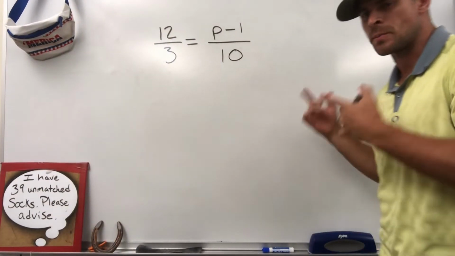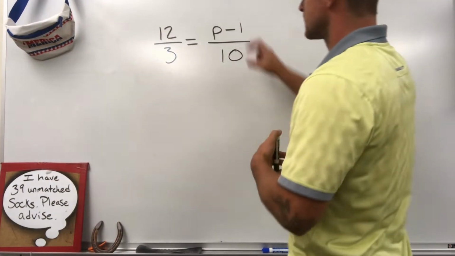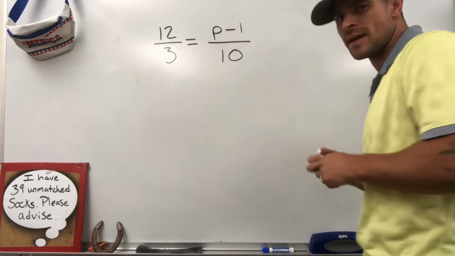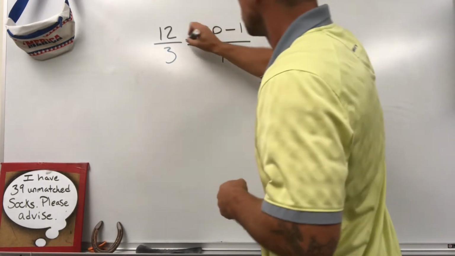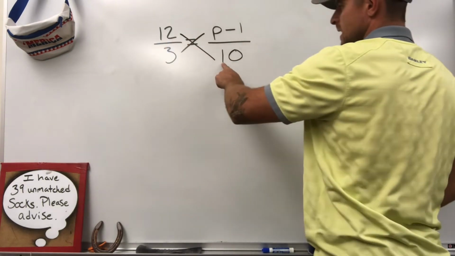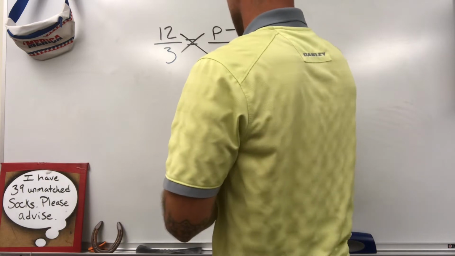All right, we're going to solve a proportion here, but the difference in this one is that we have an expression up on top as a numerator. So when you have that, you're going to use cross multiplication. This is a good strategy, a good method to get that. So we need 12 times 10. That's going to give me that 120.